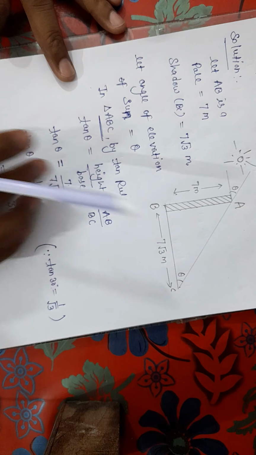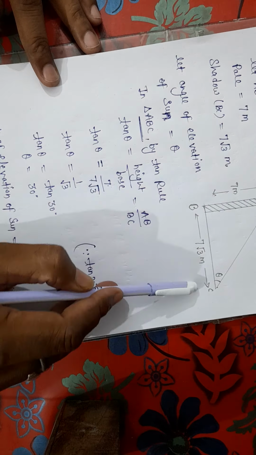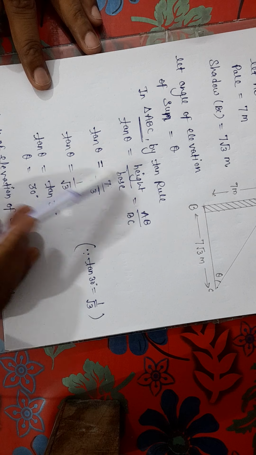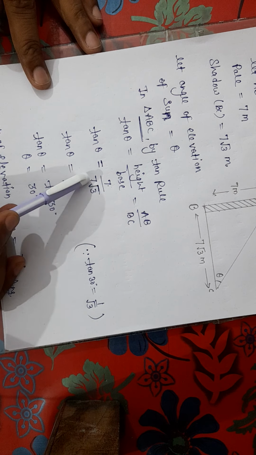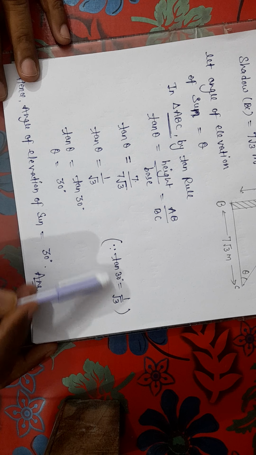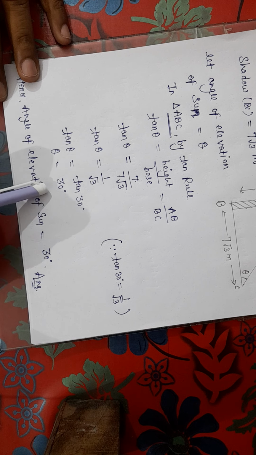In triangle ABC, by the tan rule, tan theta equals height upon base, AB upon BC. Tan theta equals AB is 7 meter, BC is 7 root 3. 7 and 7 cancel. Tan theta equals 1 upon root 3. So 1 upon root 3 is equal to tan 30. So we put tan 30 in place of 1 upon root 3. So theta equals 30 degrees. Hence the angle of elevation of the sun equals 30 degrees. Answer. Hope you all understand this solution.